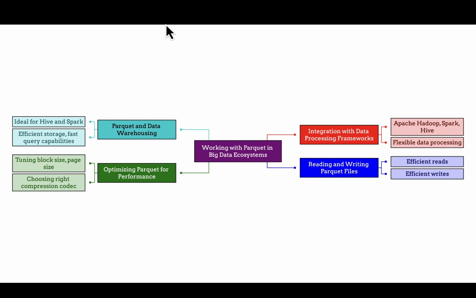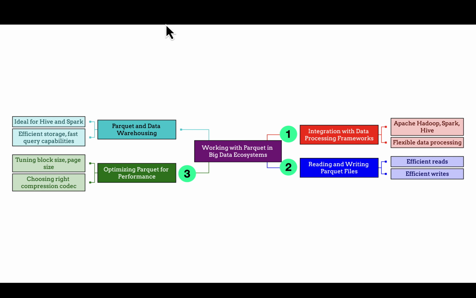Working with Parquet in big data ecosystems. 1. Integration with data processing frameworks. Parquet integrates well with most big data processing frameworks like Apache Hadoop, Apache Spark, and Apache Hive, allowing for flexible data processing. 2. Reading and writing Parquet files. Reading from and writing to Parquet files is efficient and can be done using tools in the Hadoop ecosystem. Parquet allows for selective reads and efficient writes.